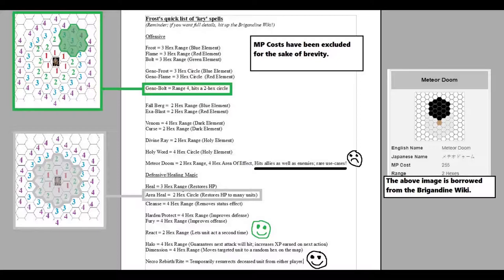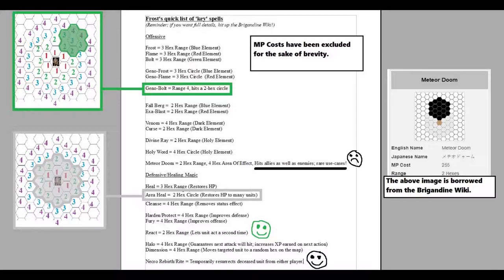That's it for offensive magics. For defensive magics, well, heal is good. Area heal, I demonstrated what it looks like. Cleanse, 4 hex range. Harden and Fury are really useful spells. React is one of my favorites. I've made a little video about React batteries, if you ever want to check that out. It's just my way of organizing stuff in my head for using those spells.